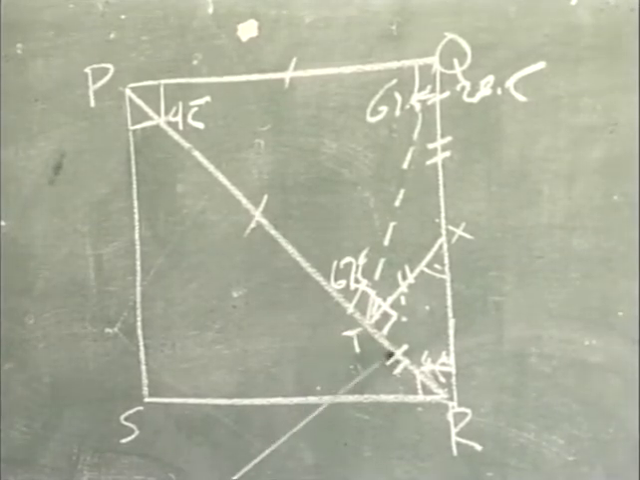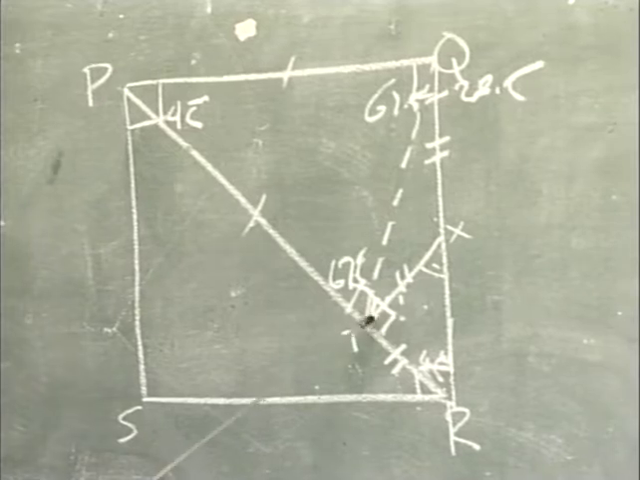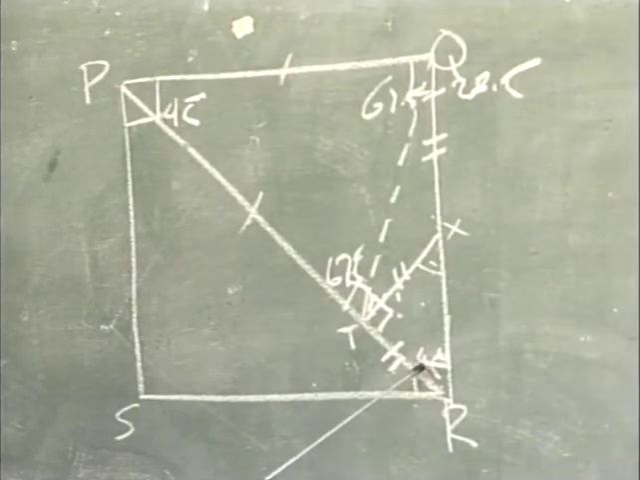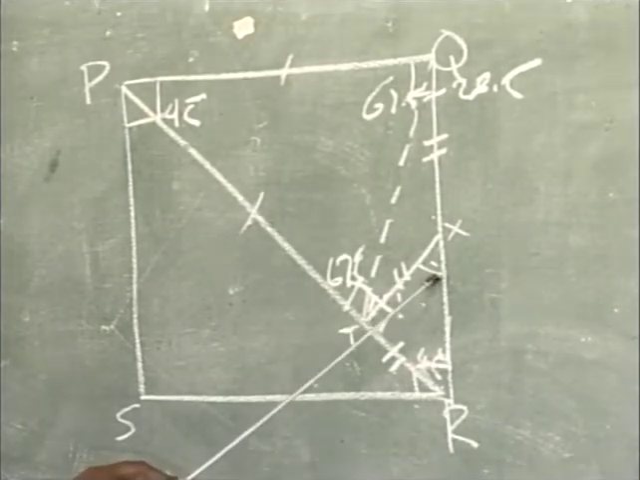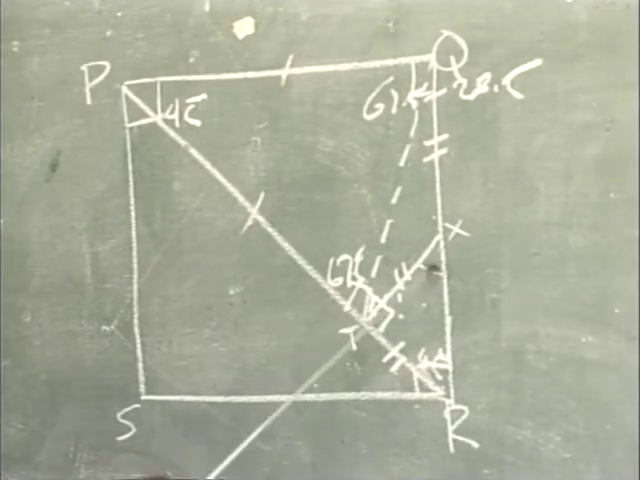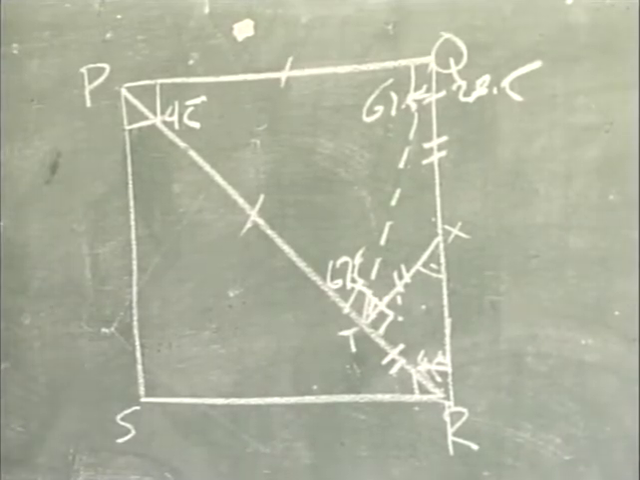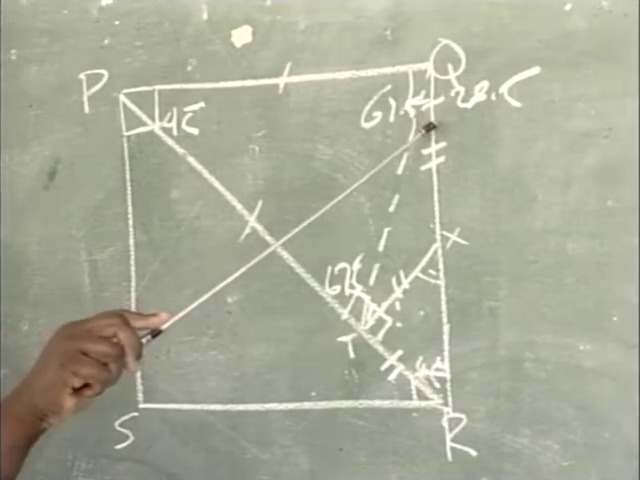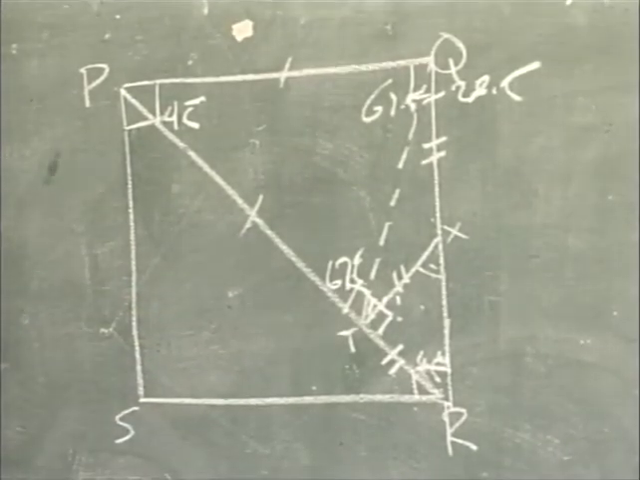Now, you then have to prove that TX is equal to TR. If this is 90 degrees, again, this is the diagonal PR. It bisects this angle. This is 45. If this is 45 and this is 90, then this is 45. And again, that means that's an isosceles triangle. Therefore, TR and TX are equal. And because TX is already equal to QX, you can then say QX equals TX, which is equal to TR.